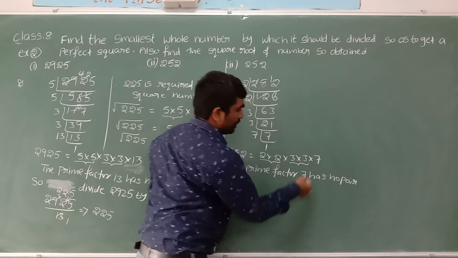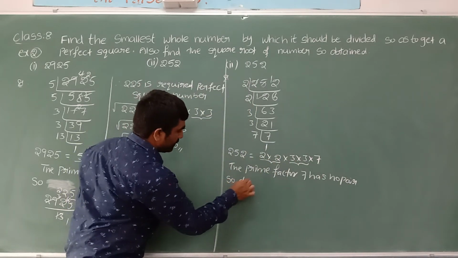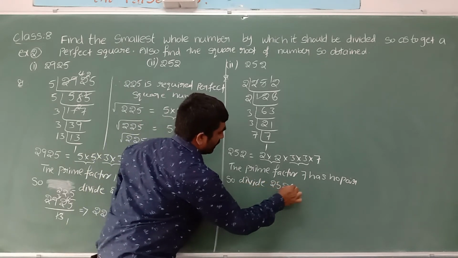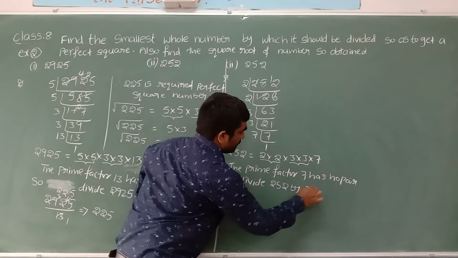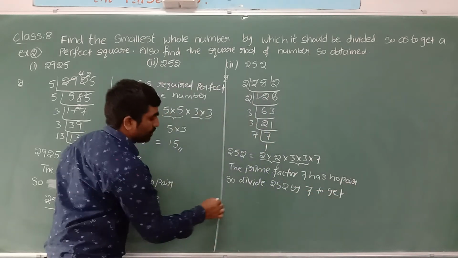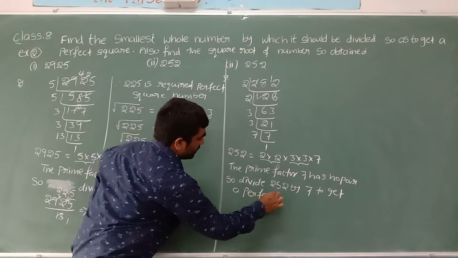So what can we do? Divide by the same number. So divide the given number 252 by the same number 7. Why can we divide? We divide to get a perfect square, to get a perfect square number.